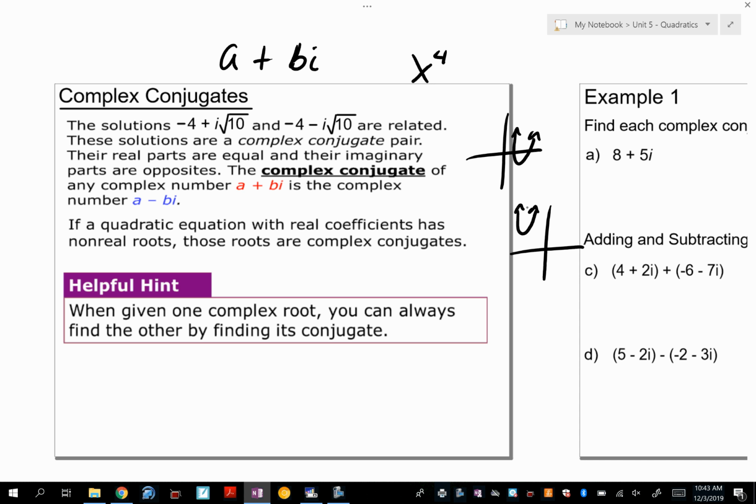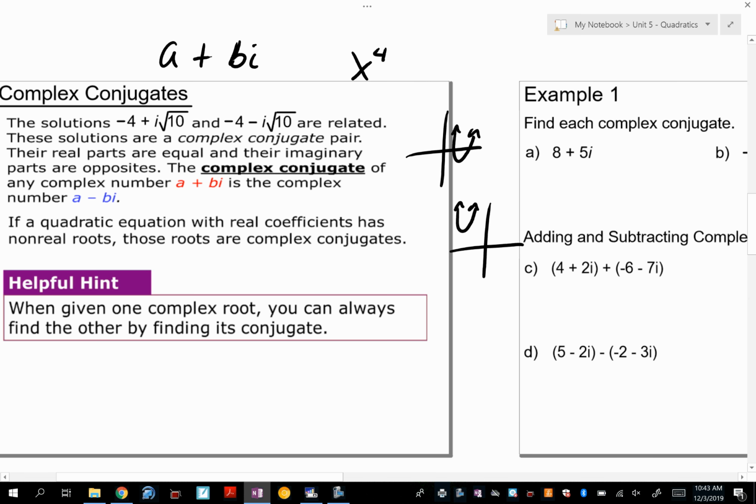With conjugates, if I tell you that a plus bi is a root for a polynomial, a minus bi is also a root for that same polynomial. Those are called conjugates. The reason you need to know that is it's going to help us divide polynomials.